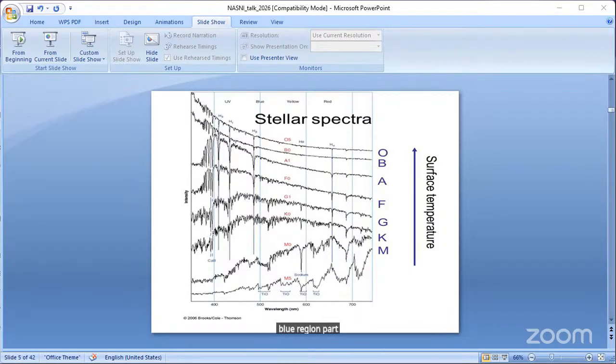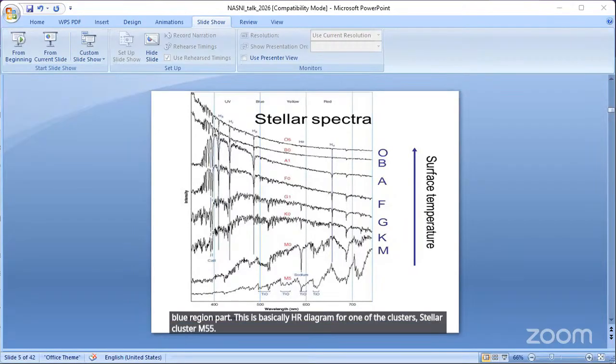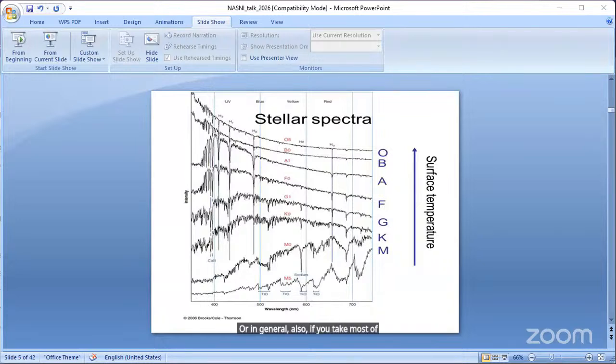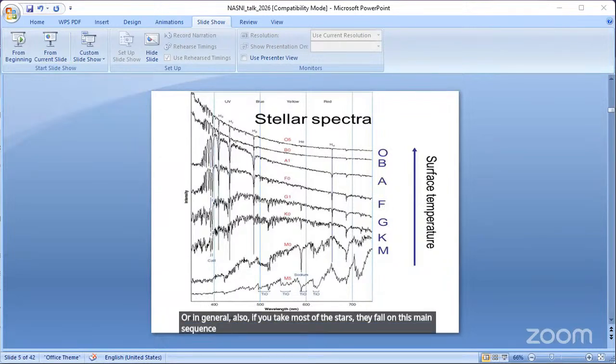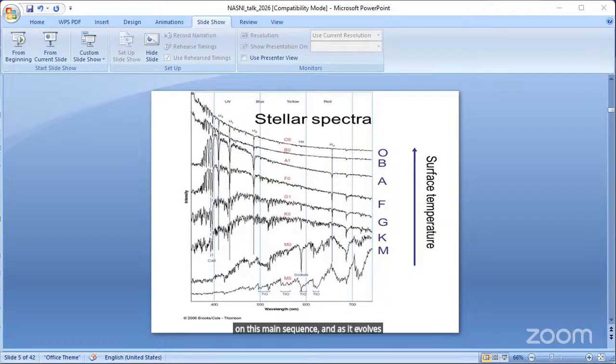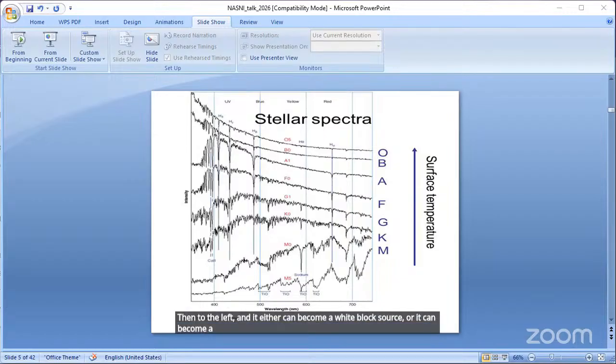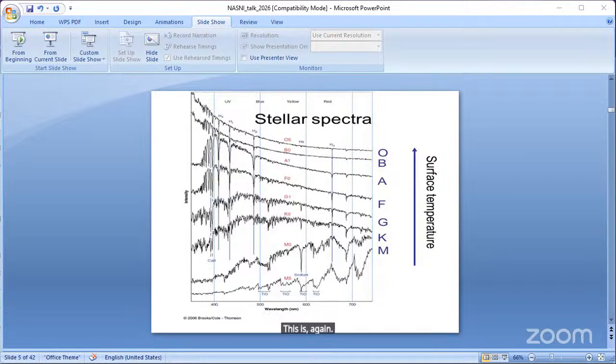This is basically a diagram for one of the stellar clusters, M55. Or in general, if you take most of the stars, they fall on this diagonal part known as the main sequence phase, where a star spends 90% of its life. As it evolves, it moves to the right of the HR diagram, and then to the left, and it either can become a white dwarf source, or a neutron star, or a black hole source. This is again an enhanced picture of the same.